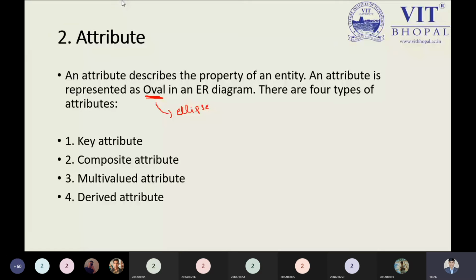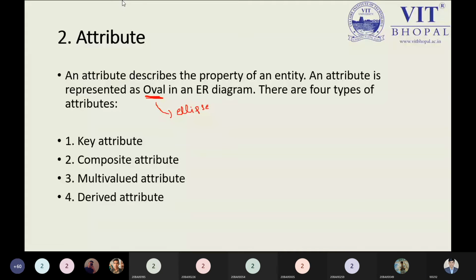Now attributes. An attribute will be represented by the oval symbol or ellipse symbol as we have seen. We have 4 types of attributes: key attribute, composite, multi-valued, and derived. Let us discuss them one by one, and I will show examples with the help of a simple concept, so everything will be clear to all.